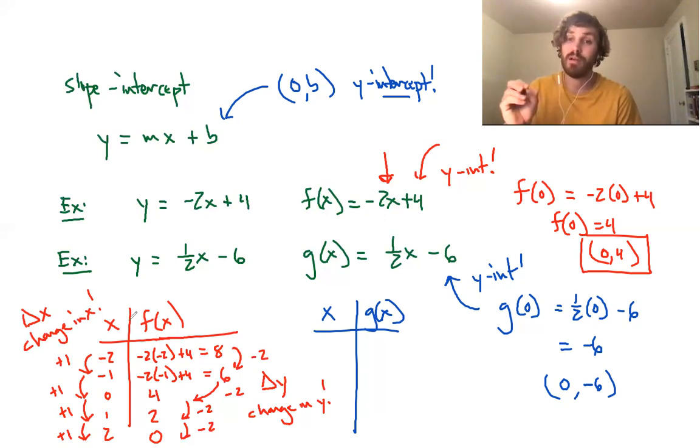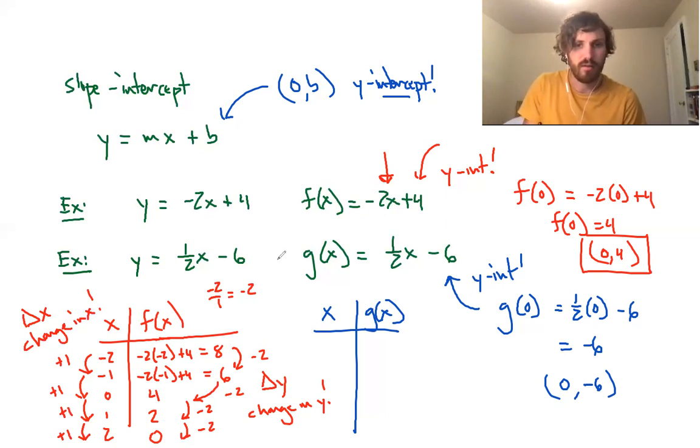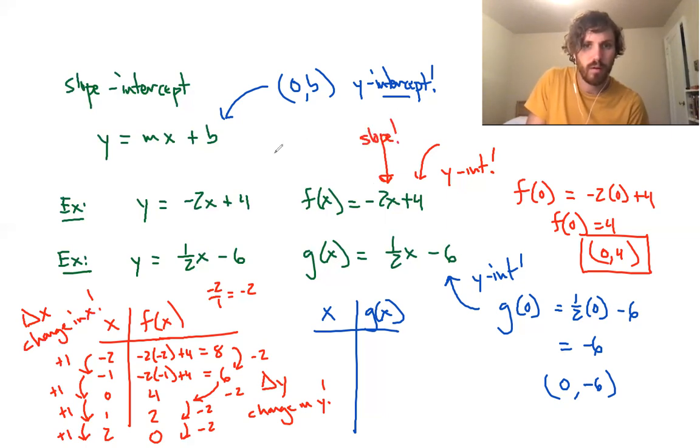More precisely, the ratio of those changes is constant. So you see that -2 divided by 1 is -2, and so on, each time -2. And so that right there is my slope, or rate of change. And in this case, it is -2.